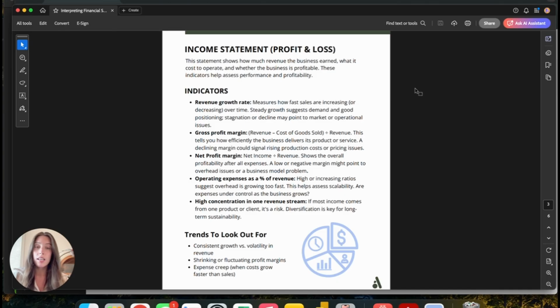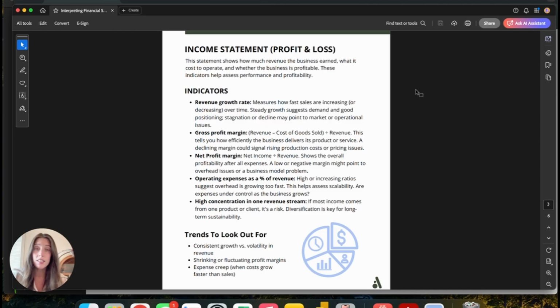Another indicator is operating expenses as a percentage of revenue. So a high or an increasing overhead expense could suggest that there's something going on as far as the management of this overhead expense, and it helps assess whether the business is truly scalable. Ideally, you want your operating expenses to be as stable as possible so that when you do achieve that revenue growth, you're not eating away at your profit.